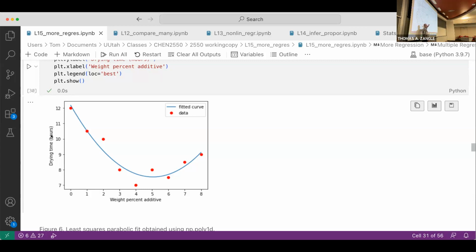And this would probably merit more experimentation to really nail it down. But from this, I would expect that the optimal weight percent is somewhere around 5%. So now that we have this model, we can use it to answer questions about where we think the optimum really is, or what the expected drying time is at a given weight percent. And we can put confidence intervals on that as well.